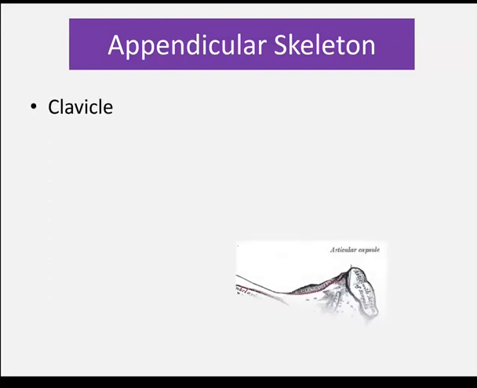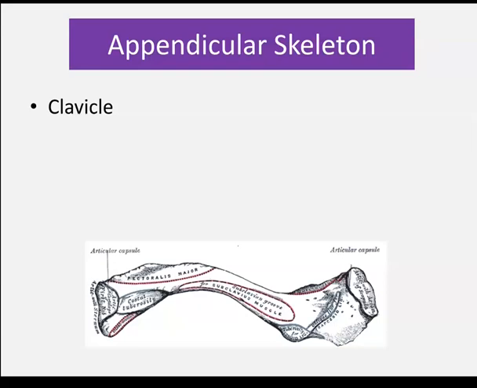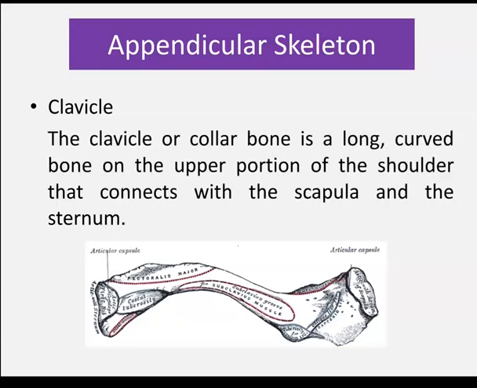Now appendicular skeleton. So in which clavicle is also called a collarbone. The clavicle or collarbone is a long curved bone on the upper portion of the shoulder that connects with the scapula and the sternum.